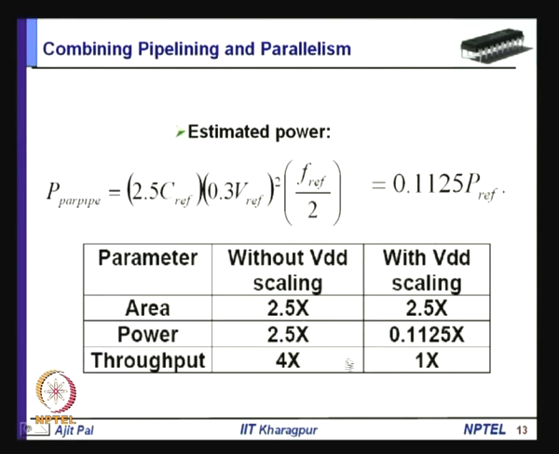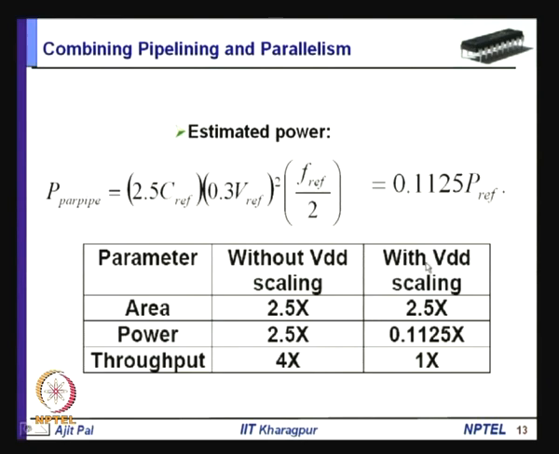So, here you can see the comparison. This particular column gives you the case whenever we do not do voltage scaling. So, without voltage scaling, that means we get higher throughput at the cost of larger area and larger power dissipation. So, with an increase in area of 2.5x and power dissipation of 2.5x, we get a throughput of 4x, because in this particular case it is possible to have 4 times throughput compared to our original 16-bit addition.